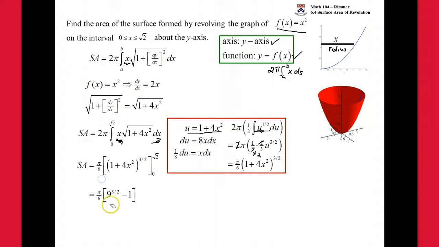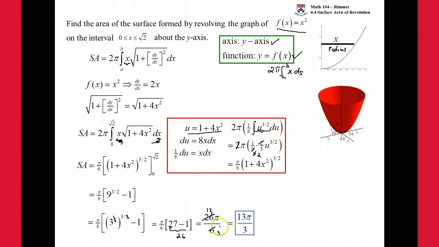And so then 9 to the 3/2 is like 3 squared to the 3/2. And it allows us to be able to cancel the 2's. They'd be like 3 cubed, which is 27. 27 minus 1 is 26. We'd have 26 pi over 6, which can then be reduced to 13 pi over 3. That's the surface area when you revolve that curve about that x.